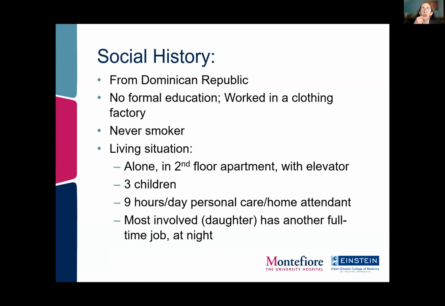A little bit more about her social history. I mentioned she's from the Dominican Republic. She had no formal education, and she had worked in a clothing factory, and she had never been a smoker. In terms of her current living situation, she lives alone in a second-floor apartment that does have an elevator. She has 3 children, and she has 9 hours per day of a paid personal care or home attendant. One of her daughters is the most involved of her children, but that daughter has another full-time job working overnights as a home attendant. And then she's getting called frequently about her own mother, who's up at night or having other difficulties during the day.